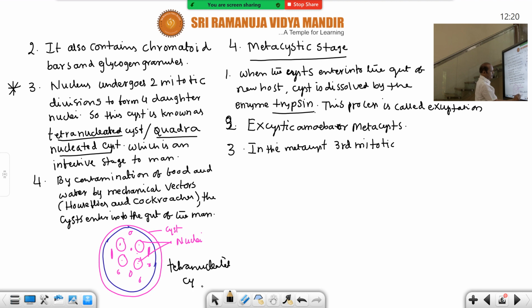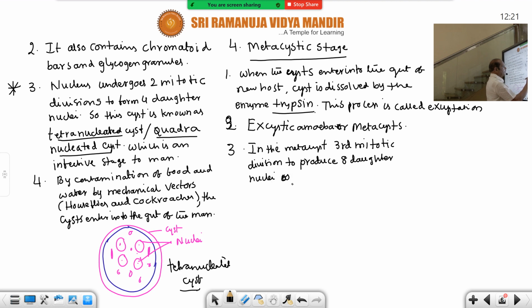That is why it is so called. So, infective stage. These 4 nuclei undergo third mitotic division to produce 8 daughter nuclei. So 4 becomes 8. Like this, you have to complete it. So in the metacyst, the third mitotic division occurs to produce 8 daughter nuclei.